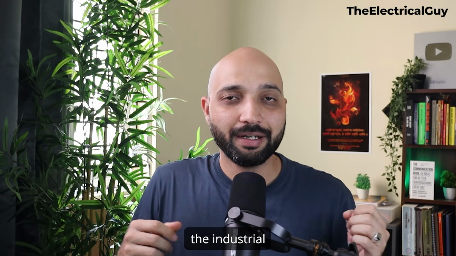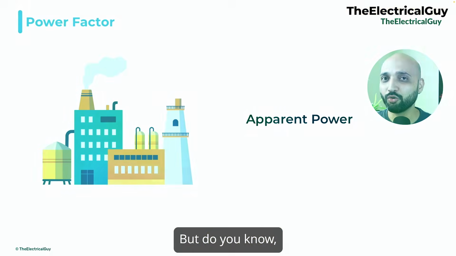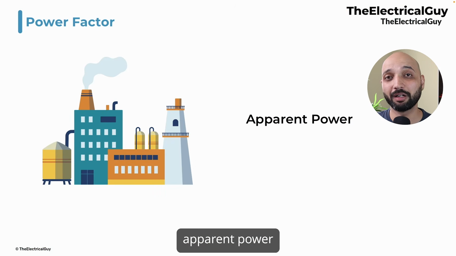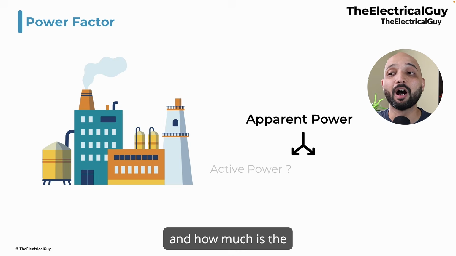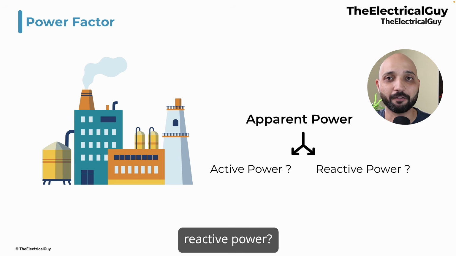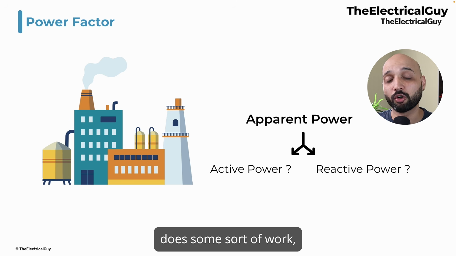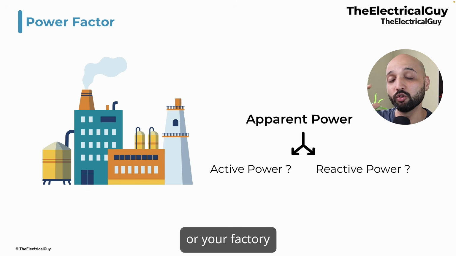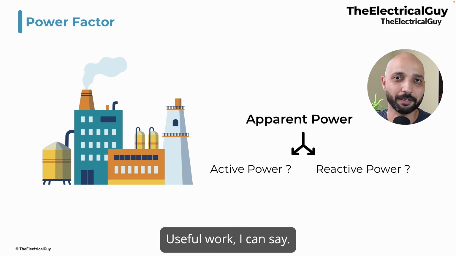So the factories or the industrial load consumes the apparent power. But do you know, out of the total apparent power consumed by your factory, how much is the active power and how much is the reactive power? Like your factory is consuming the power that actually does some sort of work, like the active power, or your factory is consuming more reactive power which is not doing any sort of useful work, I can say.